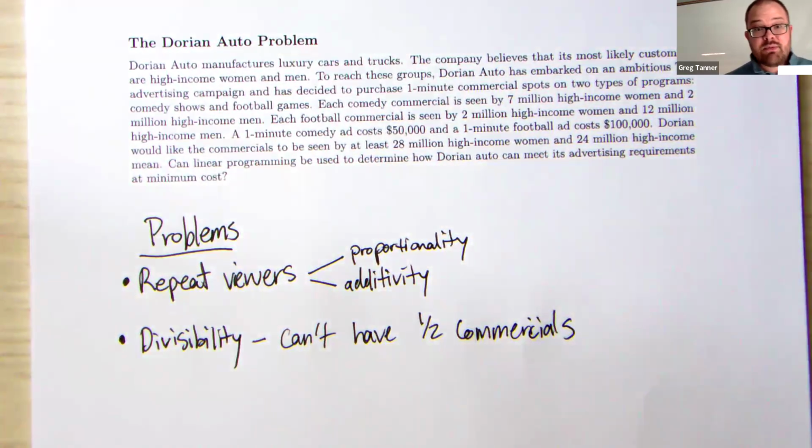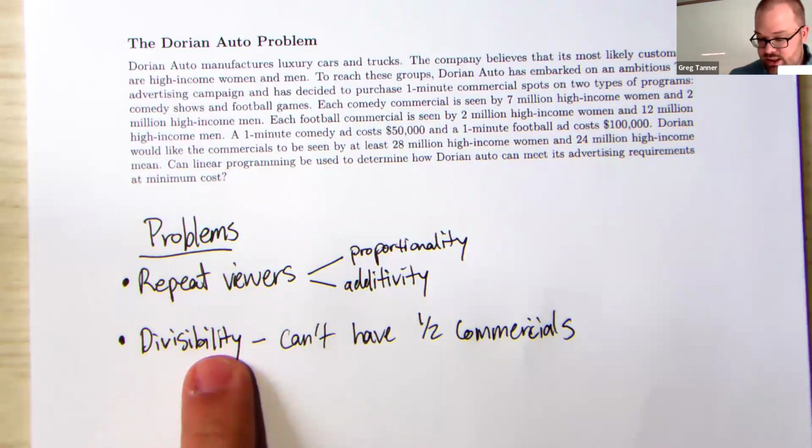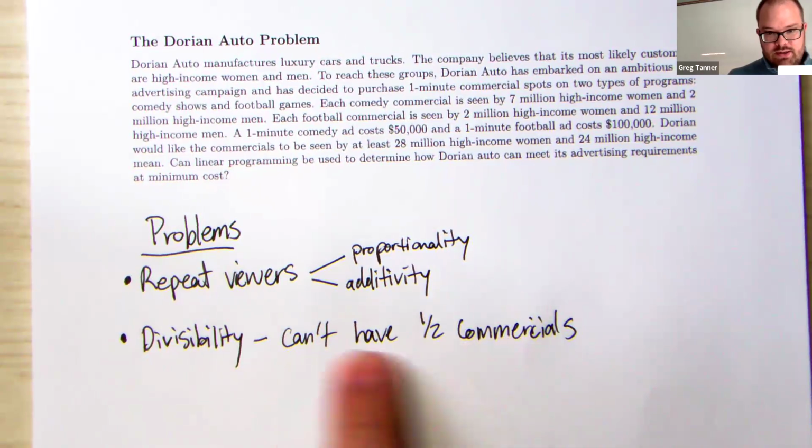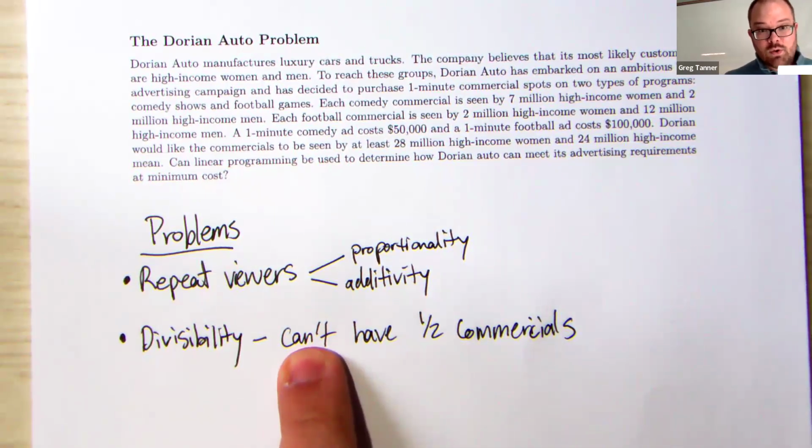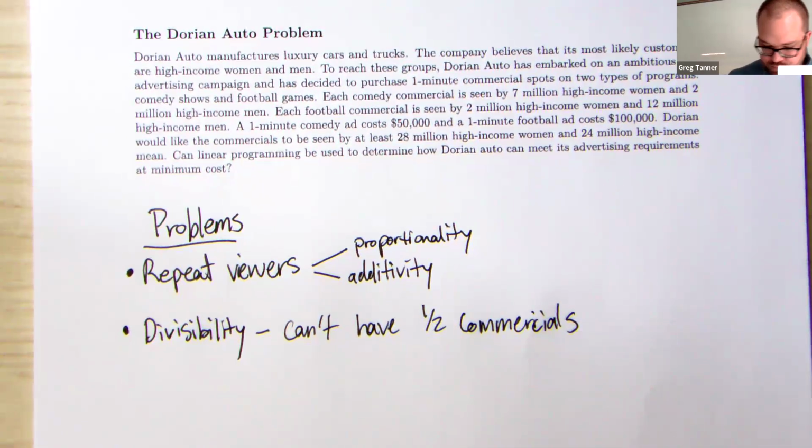Now, maybe we could make a different commercial that is half the length and not a whole 1 minute commercial, but definitely probably wouldn't have proportional costs, right? The cost for a half-minute commercial is probably not half the cost of a whole 1 minute commercial. And so there's definitely going to be divisibility issues of wanting to specify a whole number of commercials.